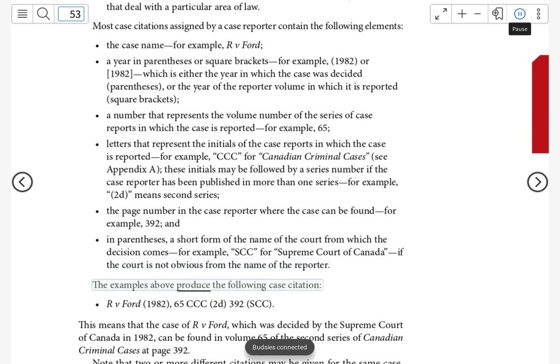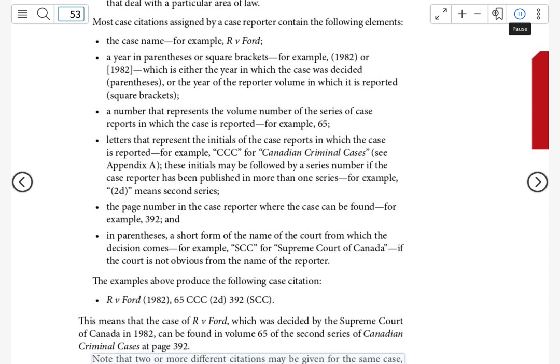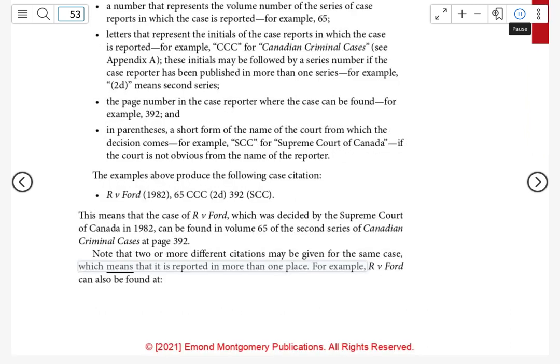These initials may be followed by a series number if the case reporter has been published in more than one series. For example, 2d means second series, the page number in the case reporter where the case can be found, for example, 392, and in parentheses, a short form of the name of the court from which the decision comes, for example, SCC, for Supreme Court of Canada, if the court is not obvious from the name of the reporter. The examples above produce the following case citation: R. v. Ford, [1982] 65 CCC (2d) 392 (SCC).